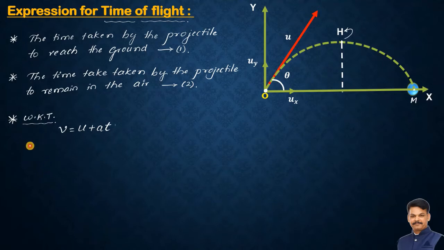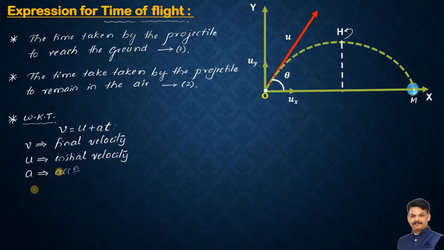Here you know that V is the final velocity, right? And U is the initial velocity, A is the acceleration, and T is the time taken.